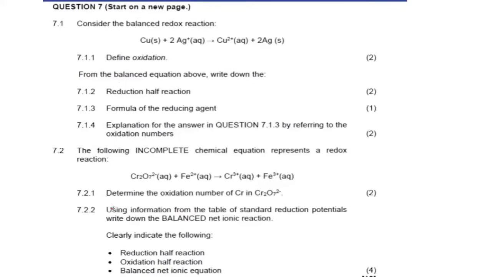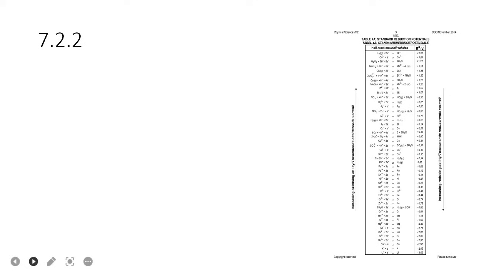Then 7.2.2 says, using information from the table of standard reduction potentials, write down the balanced net ionic reaction. And then they say clearly indicate the following: the reduction half reaction, the oxidation half reaction, and then the balanced net ionic equation. Now, this is how you want to tackle this, right? You want to use your table, because here they're saying using the information from the table of standard reduction potentials. Now, what is that table? This is the table that we are talking about here, right? So this is the table that you'll be making use of.